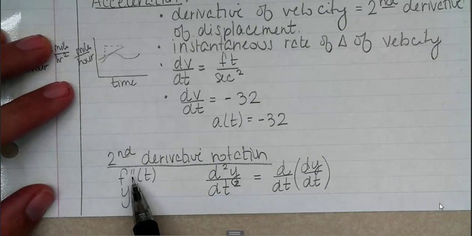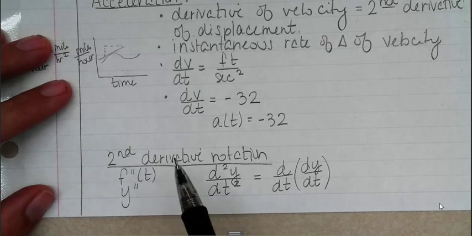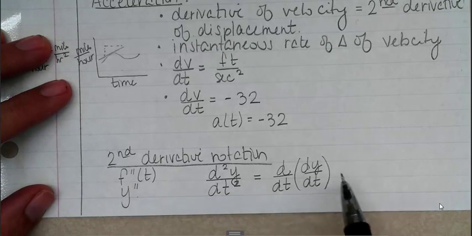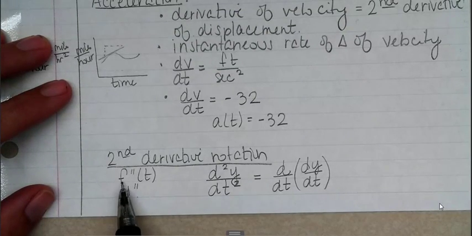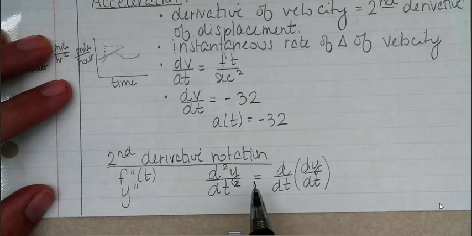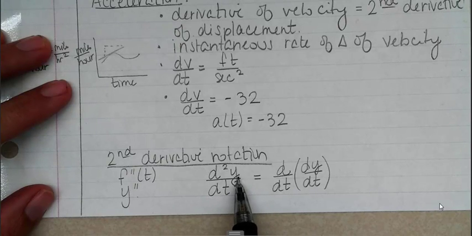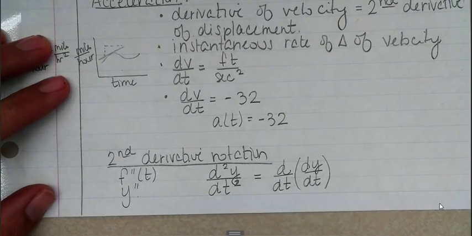So you might see f double prime, y double prime, and that would basically be, if I started with displacement and I wanted to get straight to acceleration, I'd have to take the first derivative, which could be f prime, or y prime, or dy dt, and then I'd have to take the second derivative, so I may just write f double prime of t. Or I might write the second derivative of y with respect to time squared. Okay, so that's the dt.